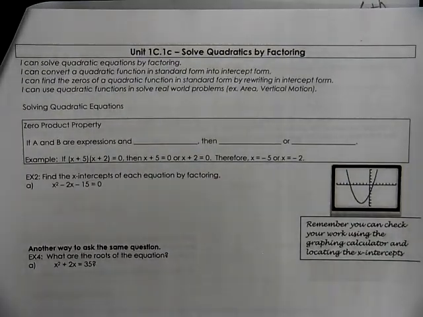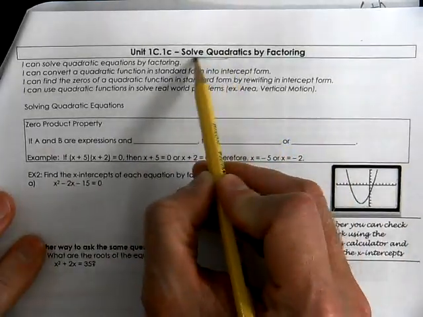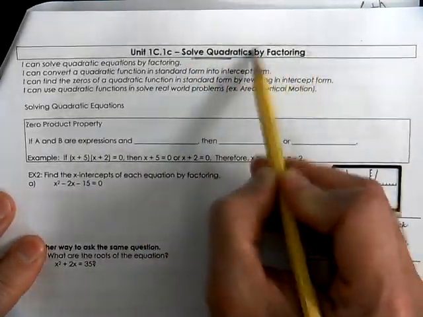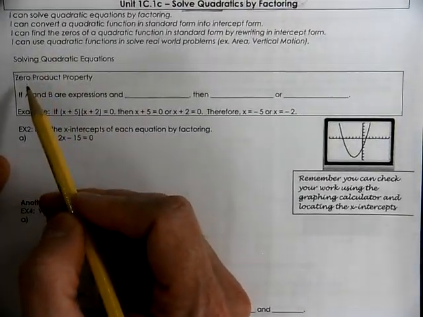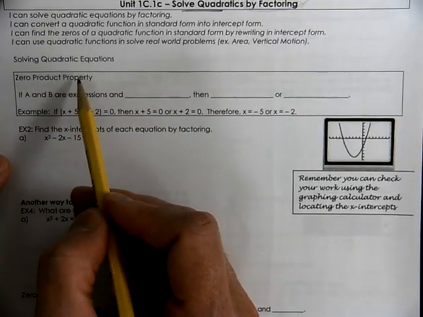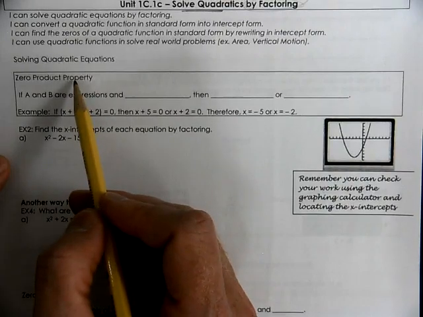This is Algebra 2 with Trig 1C.1c. Today we are going to solve quadratics by using factoring. So to solve quadratics, we're going to use what's called the zero product property. You probably learned this in middle school. You definitely learned it in Algebra 1.